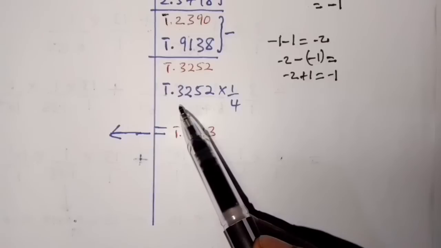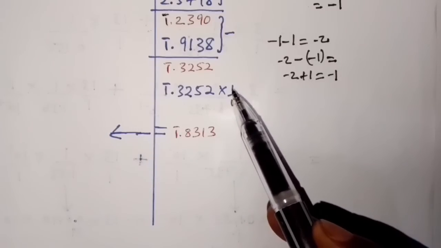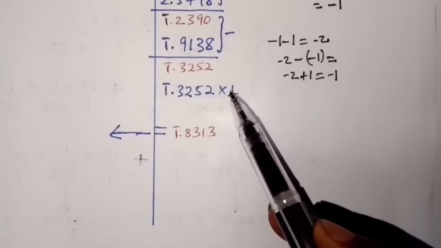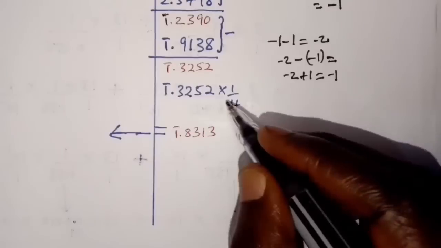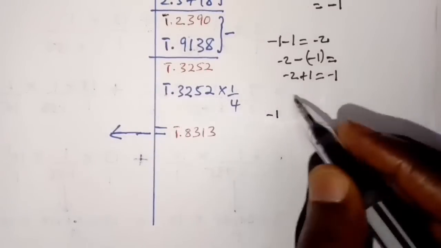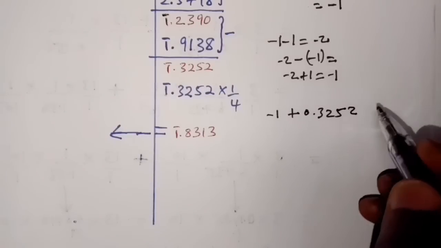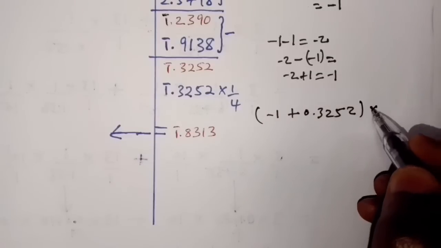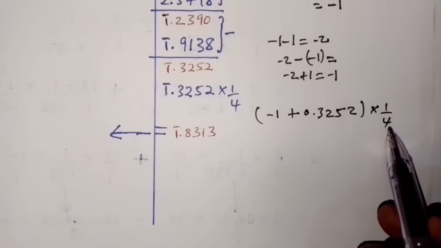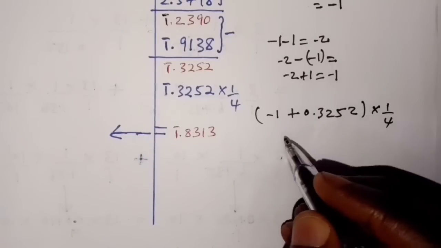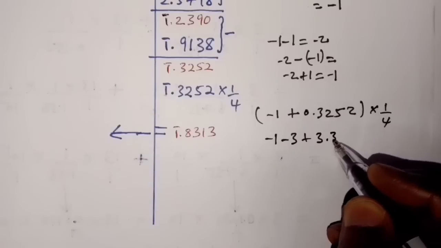How can we divide bar 1.3252 by 4, or multiply with 1 over 4? Multiplying by 1 over 4 is just like dividing by 4. So how do we divide it? We can write this as negative 1 plus 0.3252. Here we divide by 4, and we want to find an exact number. We can divide by 4 here, so we can say that this is negative 1 minus negative 3 plus 3.3252.